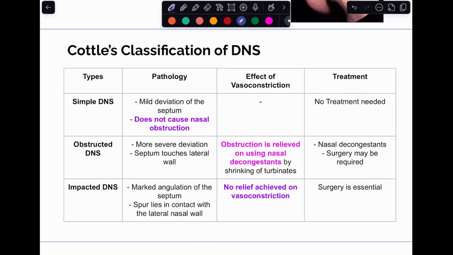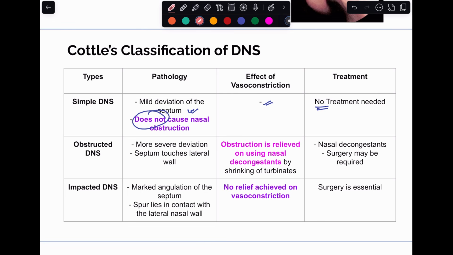Now, in simple DNS, what we are seeing is a mild deviation of the septum, which does not cause any nasal obstruction. So therefore, we do not need to see any effect of vasoconstriction, and here we do not need any treatment. Then we have the obstructed DNS.